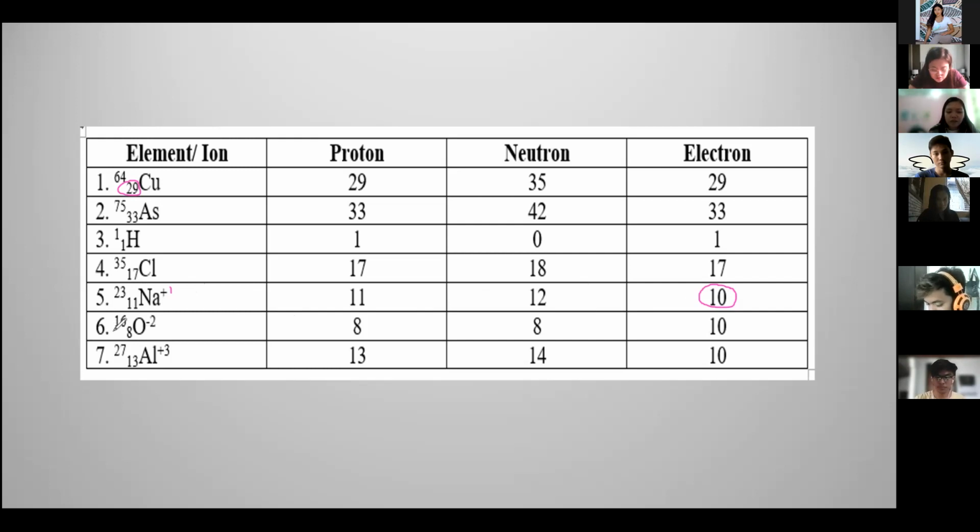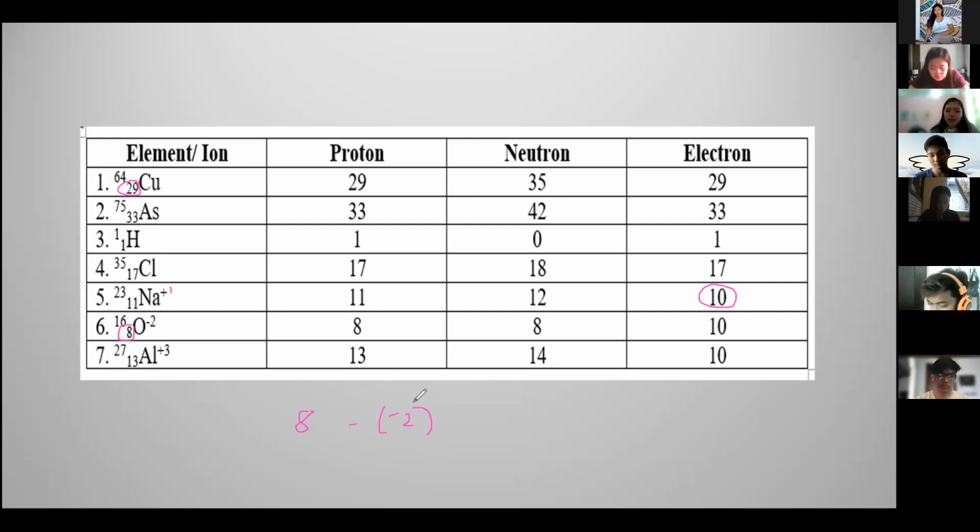Now here for oxygen, we have 8 protons. This is the atomic number. And for the neutrons, just subtract 16 minus 8, and that will give us 8. And for the electrons, we subtract 8 minus negative 2. That's why we have 10.